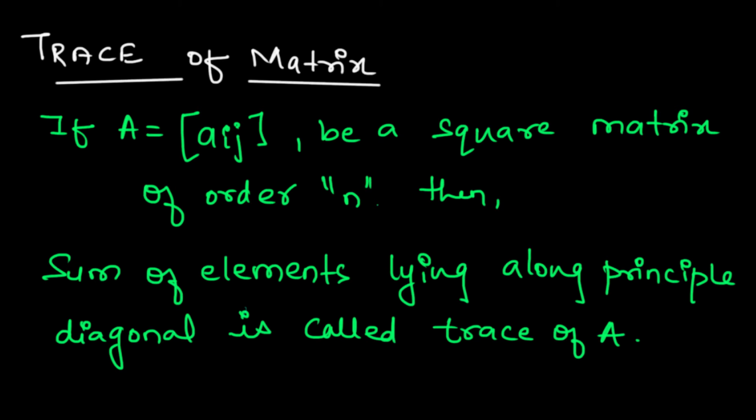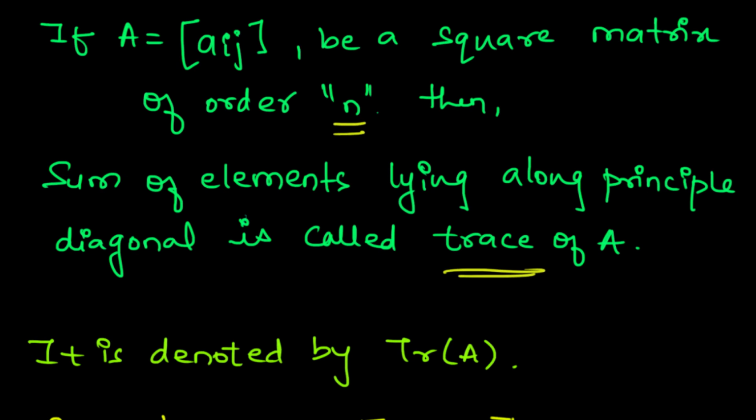In this video, let's talk about trace of matrix. So we have A equals Aij, which is a square matrix of order n. Then the sum of the elements lying along the principal diagonal is called the trace of A. It is denoted by tr(A). So this is called trace of A, and it is read as trace of A.